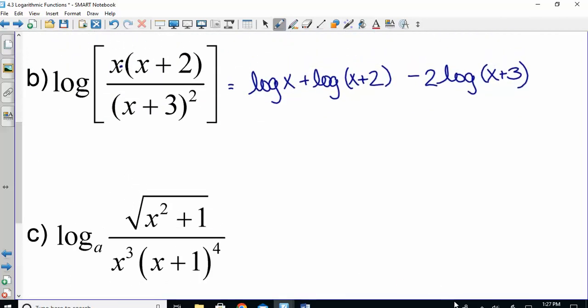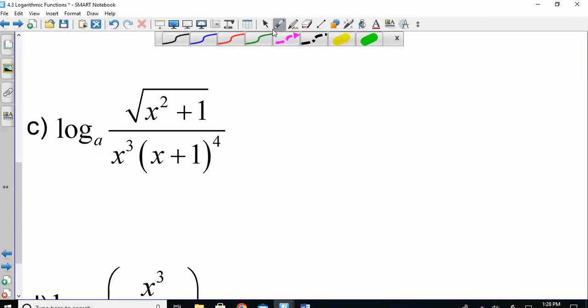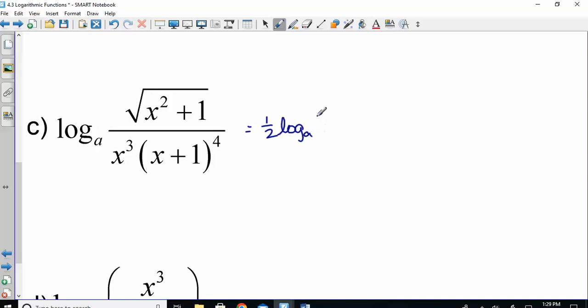I want you guys to do C. See, it's a minor mistake that I'm seeing. So this square root of x squared plus 1, that's like what kind of exponent? 1/2. So we can bring the 1/2 down. Log base A of x squared plus 1. Everybody's good with that? Yes. Okay. Minus the x cubed. So what would I put there?